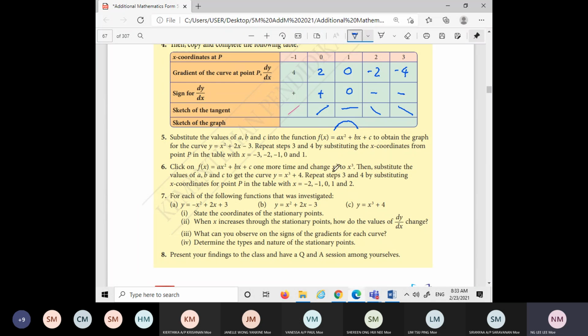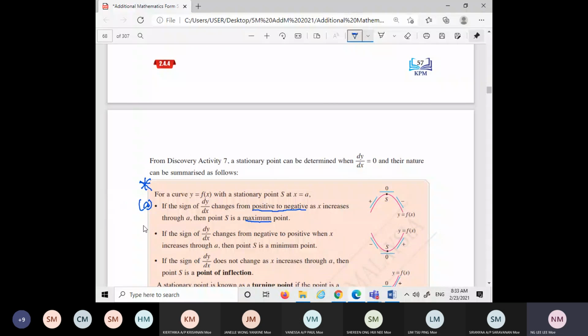I come back to the notes. You see here, this is the B. The sign of dy dx changes from negative to positive.